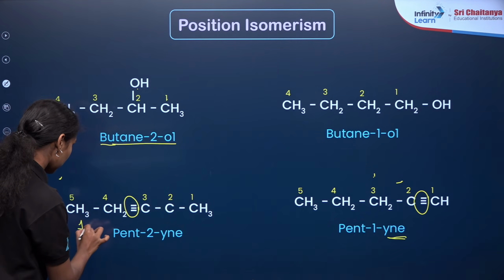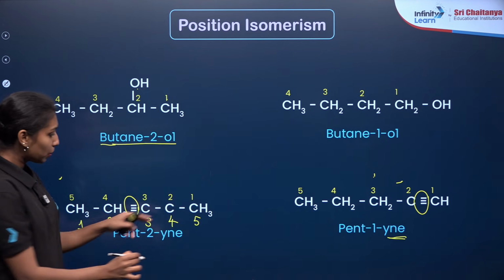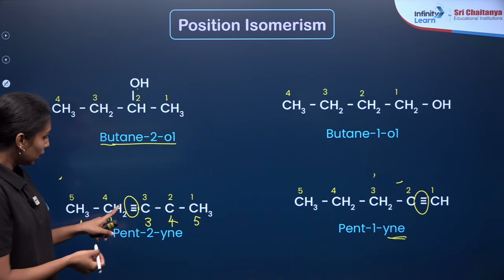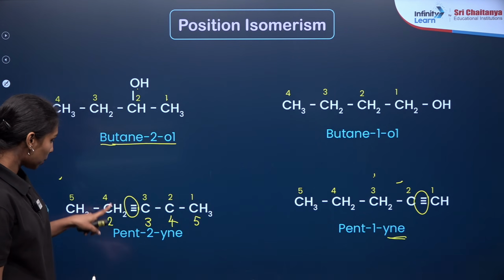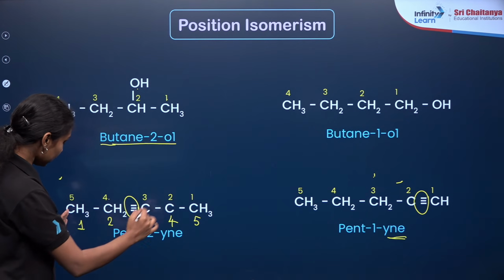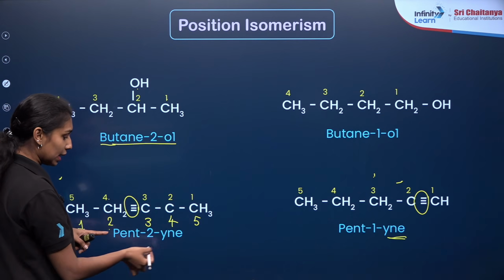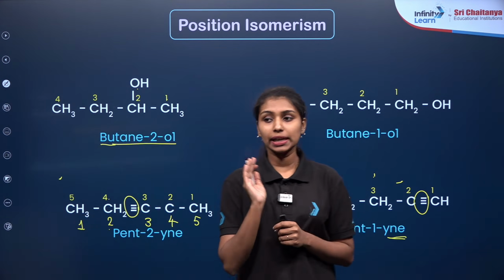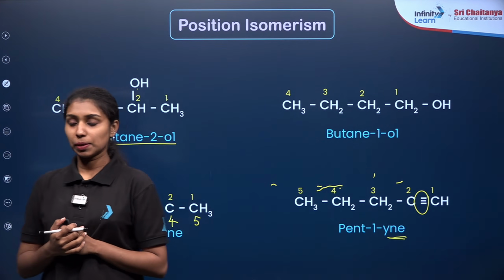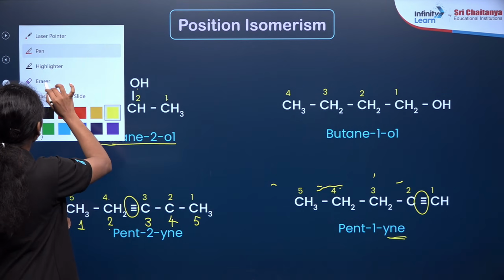We need to give the numbering from here. There will be two possibilities for the numbering here. If you start from here, it will be 1, 2, 3 and 4. Now, we need to consider the number of carbon atoms here. We need to identify the least number. If you start from left to right, it will be forming at the second carbon atom. Therefore, we will give the name as pent-2-yne. I hope you understand. So numbering is very important in the naming of these compounds. Depending upon the priority order, we need to give the numbers to the carbon atoms such that we get the least number.